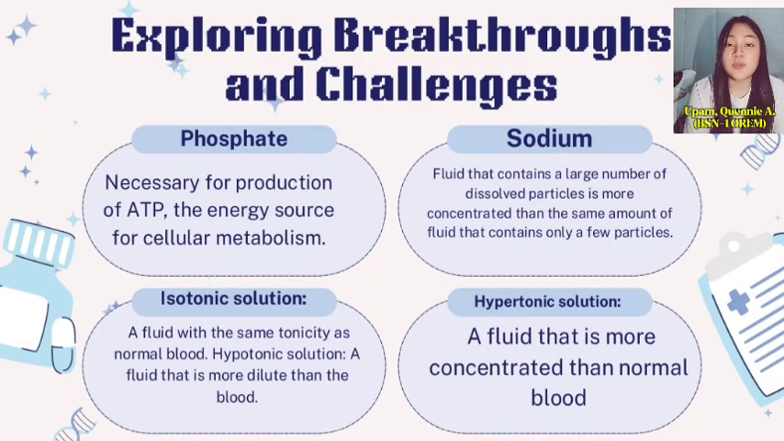The next slide explores the roles of phosphate and sodium in bodily fluids and introduces the concepts of isotonic and hypertonic solutions. Phosphate is essential for ATP production, the energy source for cellular metabolism. So I will give you some examples. Imagine a construction worker or the cell building a house, which is the complex molecule. They need energy or the ATP to lift materials, mix cement, and so on. Phosphate is vital for producing that energy.